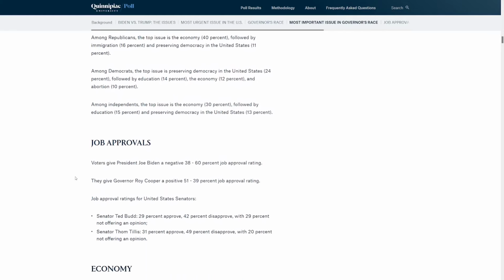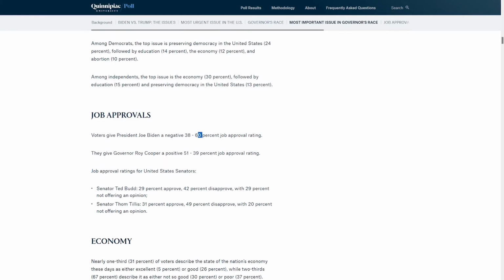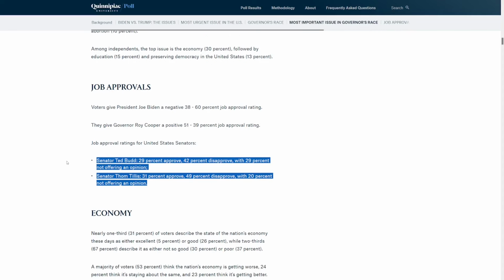Then we've got the approval ratings. Joe Biden is only at 38%, 60% unfavorable. Governor Roy Cooper, he's looking positive. He's at 51 to 39, and it does not look good in the U.S. Senate. Both Senators Ted Budd and Tom Tillis, they're at about a 30% approval rating. Budd is at 42 disapprove, Tillis at 49%.